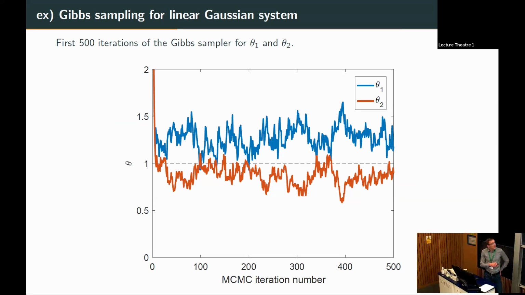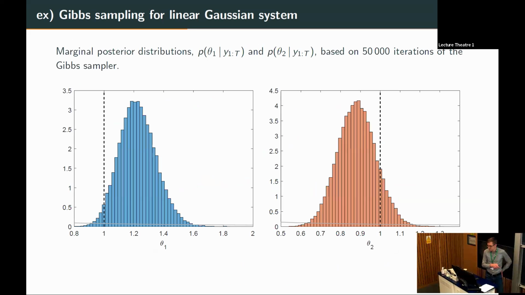If I do that, I get some sample trajectories looking like this, and we can see that we have a rapid convergence phase first, and then we start sampling from the posteriors. And doing this for a long time, we get some posterior histograms, just collecting the samples from the SMC chains.